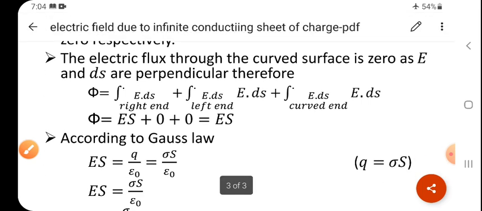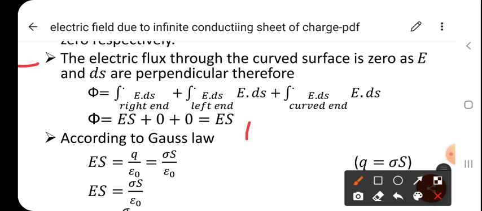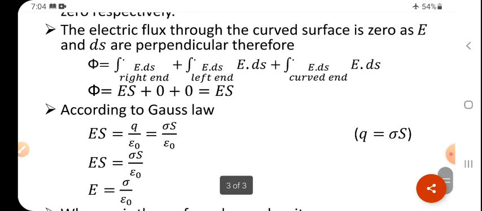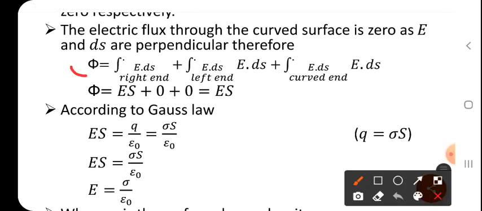Next, the electric flux through the curved surface is 0, as I just explained, because E and ds are perpendicular to each other. When E and ds are perpendicular, the angle of 90 degrees is present, and cos 90 is 0. So here the total flux can be written as phi equals integration of E bar dot ds bar on the right hand, plus E bar dot ds bar on the left hand, plus E bar dot ds bar on the curved surface.